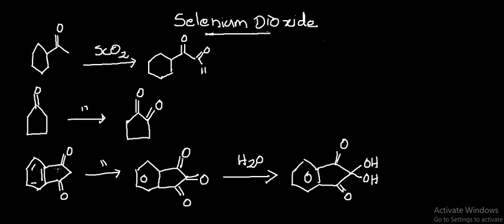Then what is the case of this compound? On Riley oxidation, it will be converted into this compound, and this compound is highly reactive due to the presence of 3 C=O functional groups, and in the presence of water it gets converted into this compound. This is our ninhydrin, used in the organic practical of paper chromatography as a spraying agent.